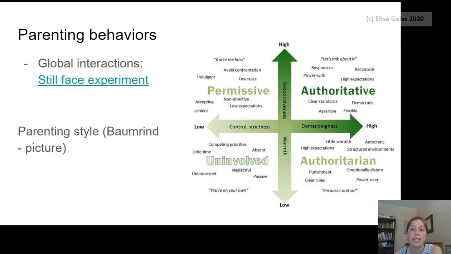So while this was just an experiment, it really does demonstrate how sensitive infants are to parental distress and parents' own interactions, and it may influence how that child grows up.